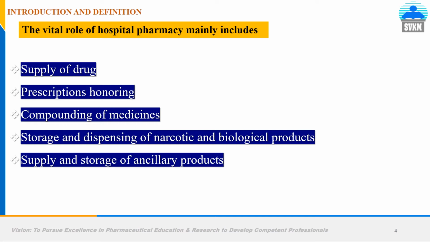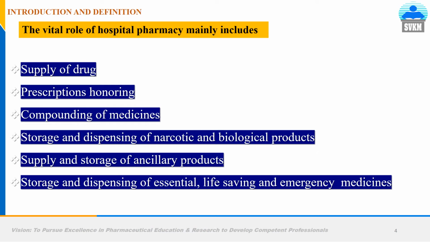Now moving towards the next function, supply and storage of ancillary products. There are some supportive products or rehabilitation products which are utilized on a daily basis inside the hospital pharmacy. So the hospital pharmacy department is concerned not only about the medicines; along with that they also monitor the supply, the proper stock and storage of ancillary products or certain rehabilitation products which are used for certain supportive therapy.